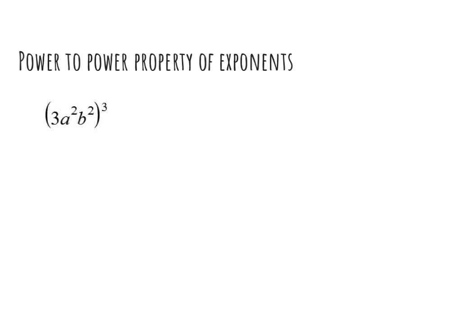Here's another example of power to a power. However, now we have two different variables. The same rules apply. We're just going to do each step individually. So I will rewrite the problem. So 3 is being raised to the third power. A squared is being raised to the third power. B squared is being raised to the third power. And then I'm going to do everything individually.